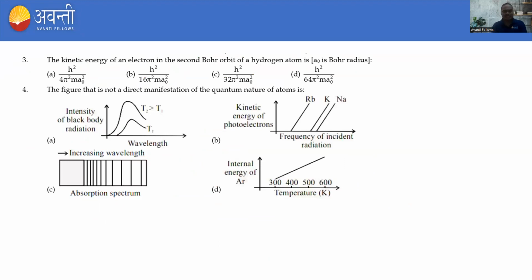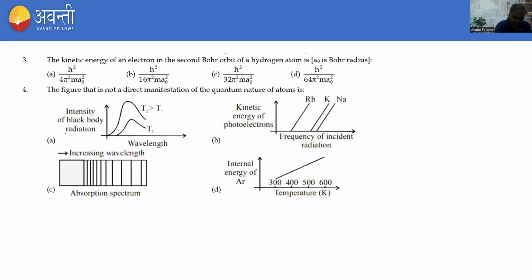That is the kinetic energy of an electron in the second Bohr orbit of a hydrogen atom, where a naught is the Bohr radius, right? So this is again a question from the structure of atom, and this question is from the derivation part. When you derive the expression for the energy and the radius, then you get to know this value, right? So you have to calculate the kinetic energy of an electron in the second Bohr orbit of hydrogen atom, where a naught is the Bohr radius, right?